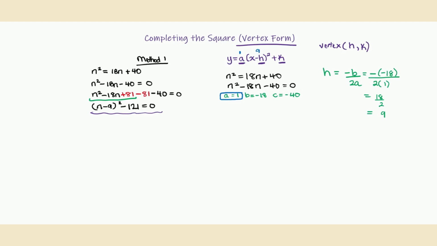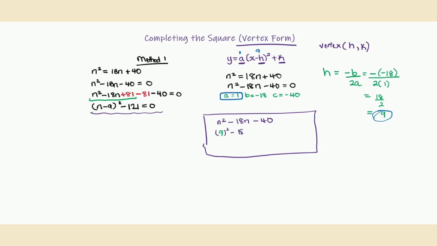The last thing we're looking for is k. The way we find k is by plugging in the value for h that we found into our function. So the expression here, n squared minus 18n minus 40, that's what we'll be plugging 9 into in place of n. So 9 squared minus 18 times 9 minus 40. 9 squared is 81 minus 18 times 9, which is 162, minus 40. To simplify, this would be negative 81 minus 40. And if this looks familiar, that's great. This is equal to negative 121. So k is negative 121.